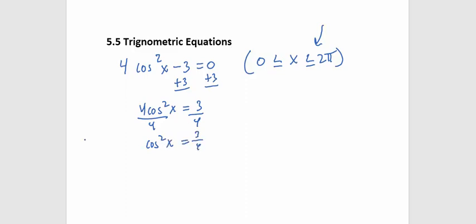Now this cosine squared is the same thing. That's what that means. That's squared. This is just a better notation over here to write it with cosine squared of x as opposed to cosine of x, the whole quantity squared. So to undo this, I'm going to take the square root of both sides.